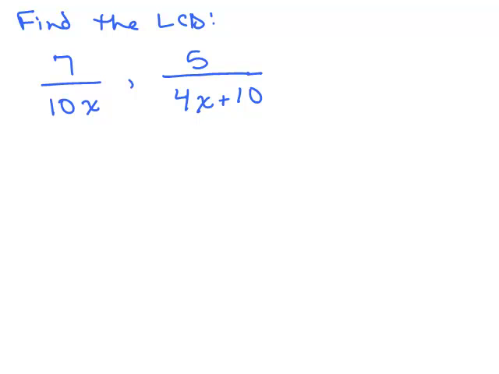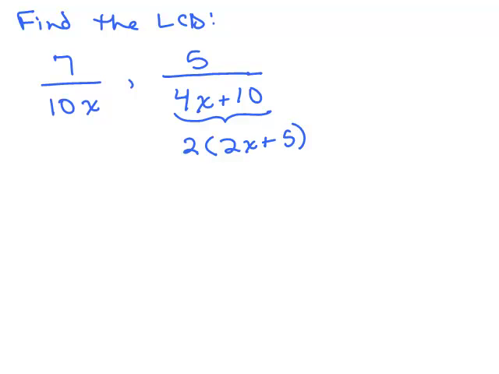All right, here's one that's just slightly different because the 10x is basically factored, unless you wanted to write this as 2 times 5, but the 4x plus 10 is not factored. So before we get the least common multiple, we need to write that in factored form by taking out the greatest common factor. So that's 2 times (2x plus 5).